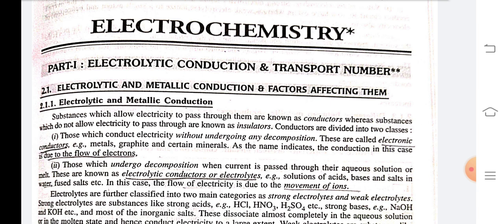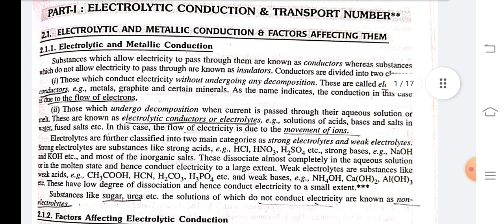Those which undergo decomposition when current is passed through their aqueous solution or melt are known as electrolytic conductors or electrolytes. Example, solutions of acids, bases and salts in water, fused salts, etc. In this case, the flow of electricity is due to the movement of ions. Electrolytes are further classified into two main categories as strong electrolytes and weak electrolytes.